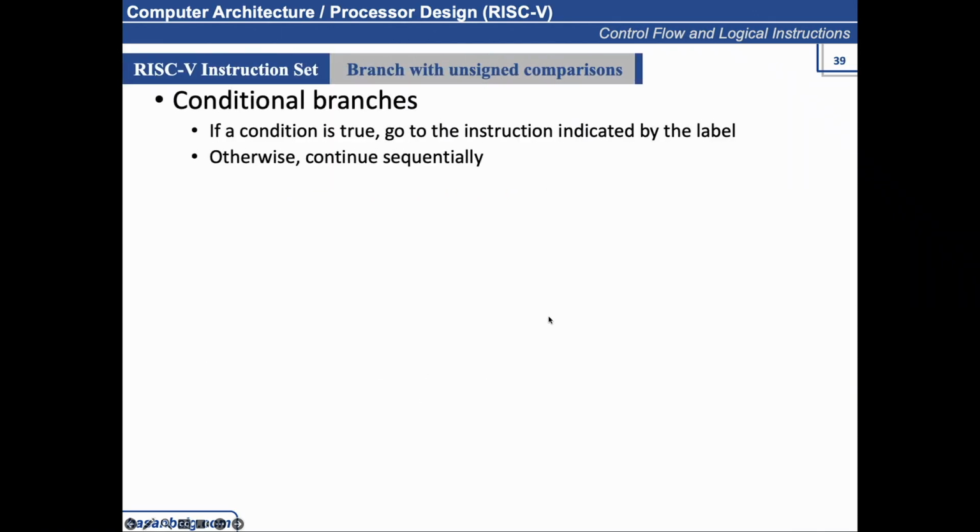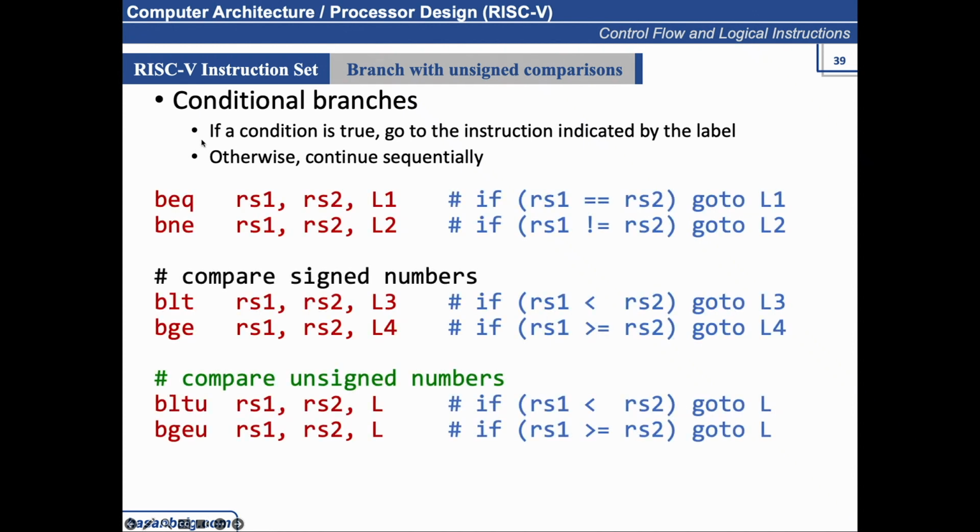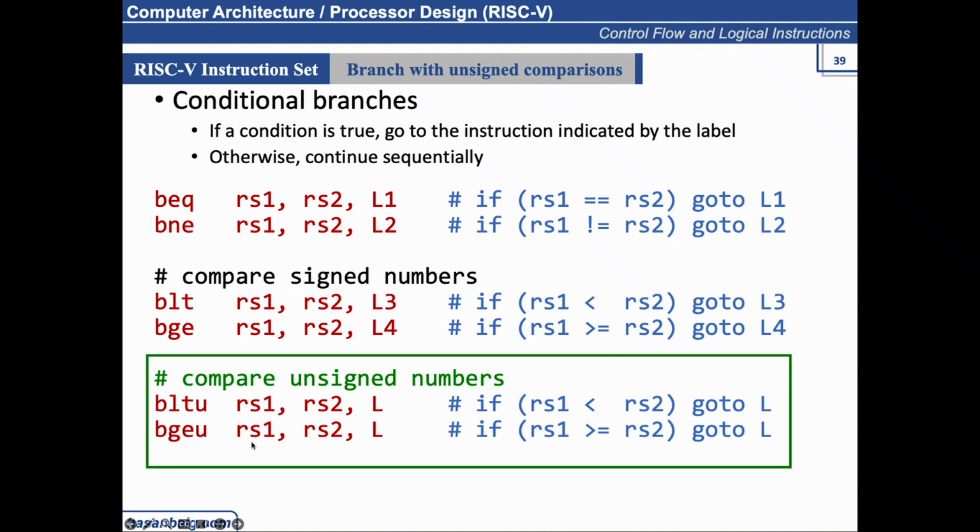So, branch with unsigned comparison. We have already talked about the conditional branches using BEQ, BNE, BLT, BGE. We are going to discuss a little bit about BLTU and BGEU. But before we talk about this, note that it will consider RS1 and RS2 both as unsigned numbers. Although they may be signed numbers, while making a comparison, it will treat both numbers as unsigned.